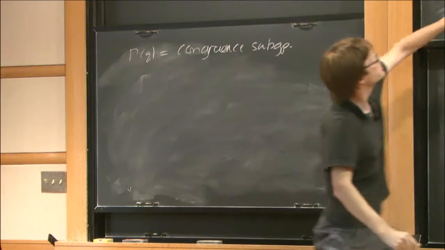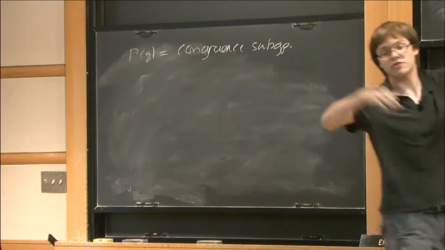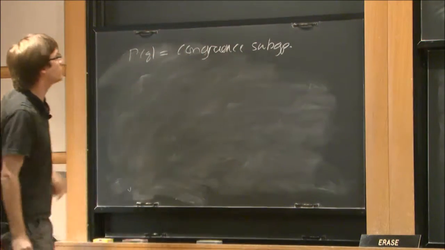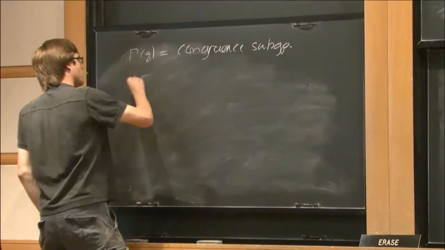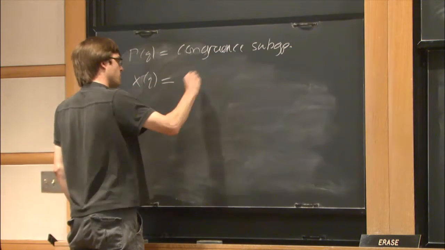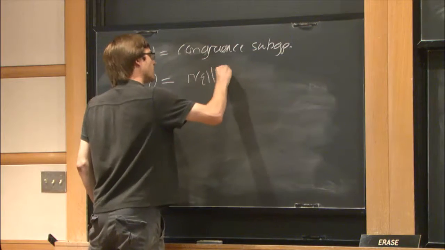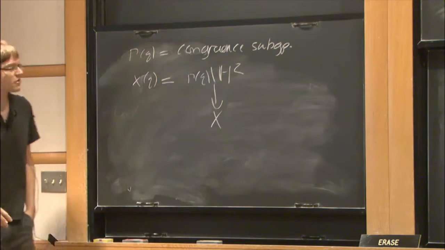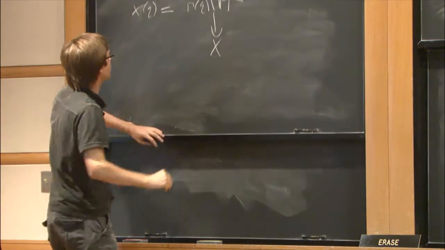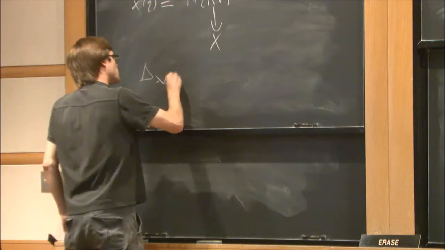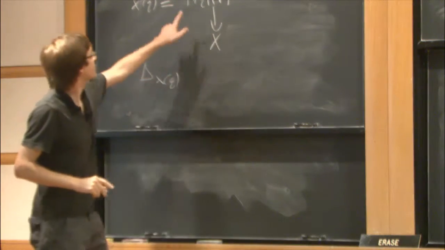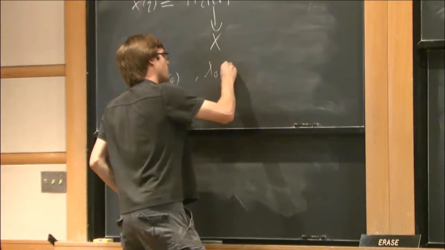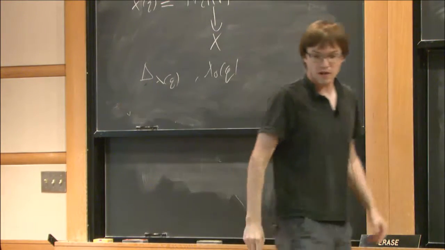So this is an integer subgroup of this guy, so just guys who are congruent to identity mod Q. And then X of Q is Gamma of Q mod H2. And this is, of course, a finite cover of X. And I can have the hyperbolic Laplacian on this guy. And I can have the base eigenvalue of this guy as well.